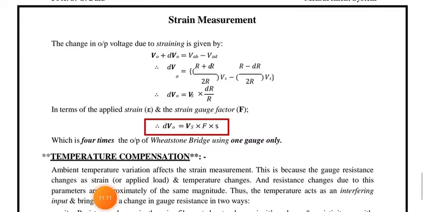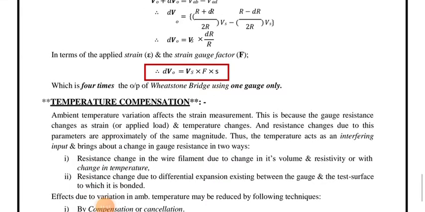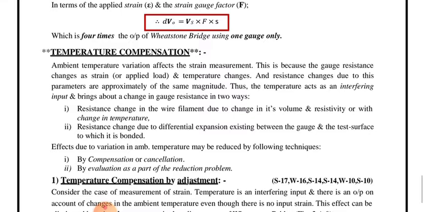Then the next type we have to study is the temperature compensation gauge. In the introduction, ambient temperature variation affects the strain measurement, meaning as we are measuring the strain, it will be affected by the atmospheric or ambient temperature. This is because the gauge resistance changes as the strain and temperature change, meaning the gauge resistance will change because of the applied load and temperature changes.